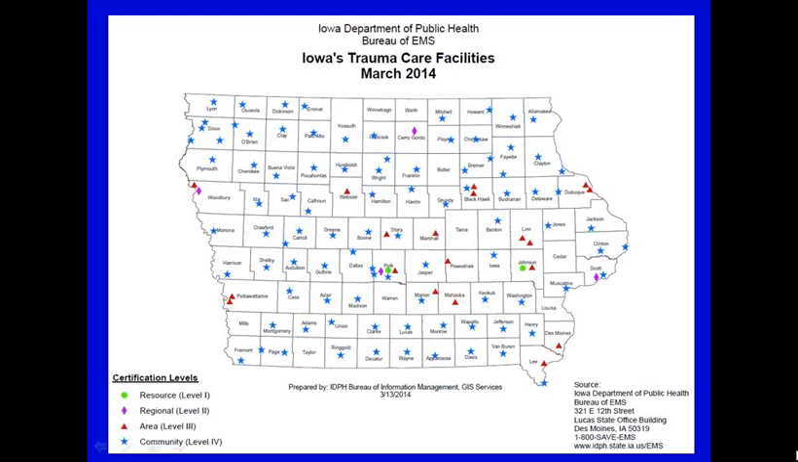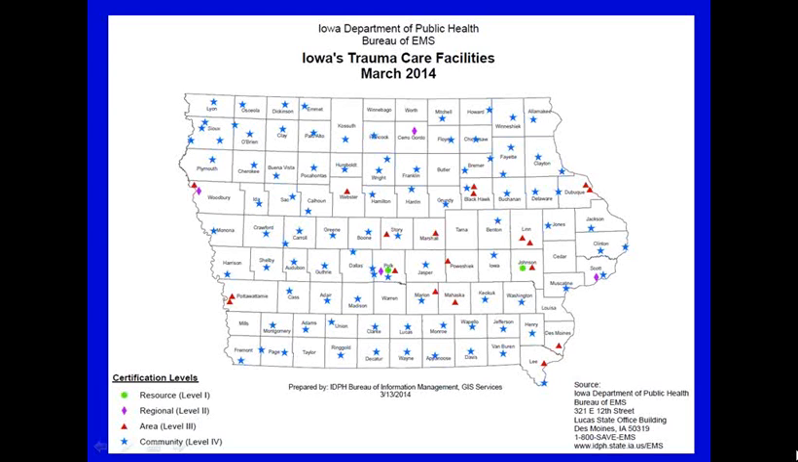Now, this particular map shows you where all the Iowa trauma care facilities are as of March of 2014, and of course they haven't changed. I guess we do have 2 level 1 trauma care facilities. I'd forgotten the Iowa Methodist, which I believe is now Unity Point, in Des Moines, does some research, and therefore is a level 1 trauma care facility. So you have one in Des Moines and you have one in Iowa City.